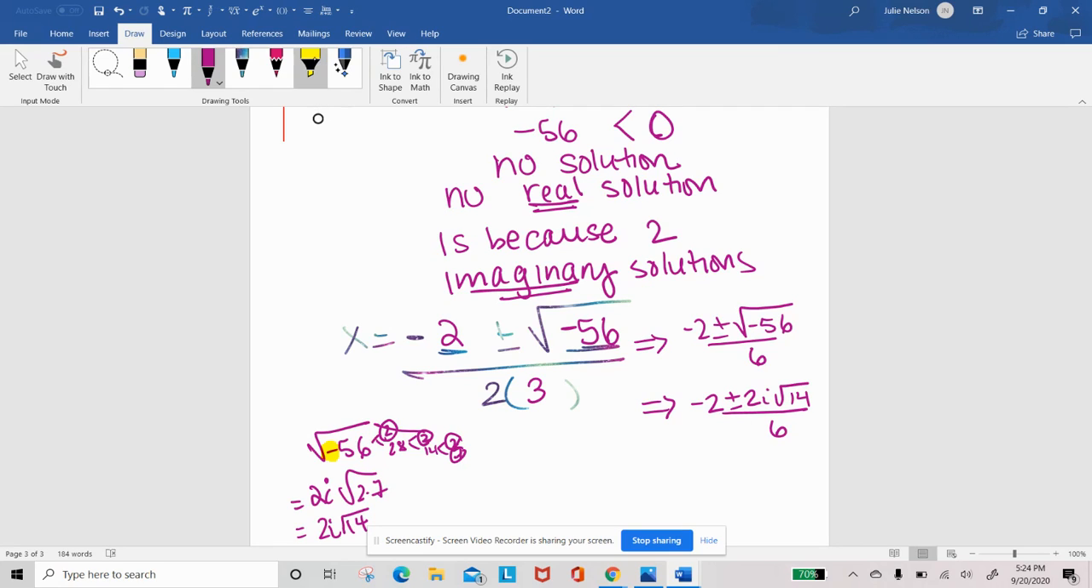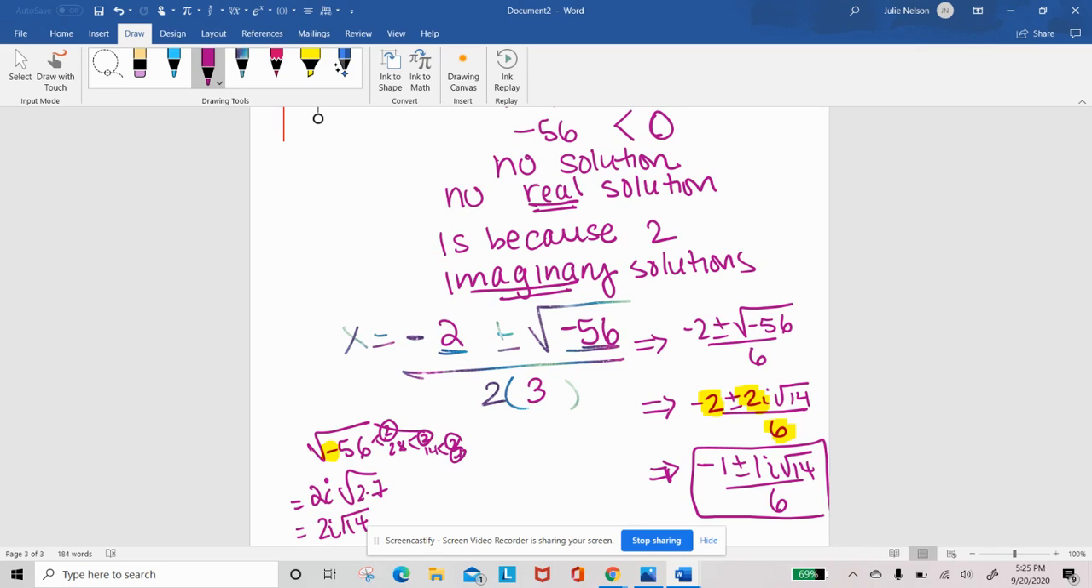Now, if you take a look at all the outside numbers, this negative 2, this 2i, and this 6, notice that they're all divisible by 2. Divisible meaning what can all of those terms divide by? They all divide by 2, so I'm going to get negative 1 plus or minus 1i square root of 14 divided by 3. You do not divide the 14 by 2 because the 14 is inside the square root, where the negative 2, the 2i, and the 6 are outside the square root.